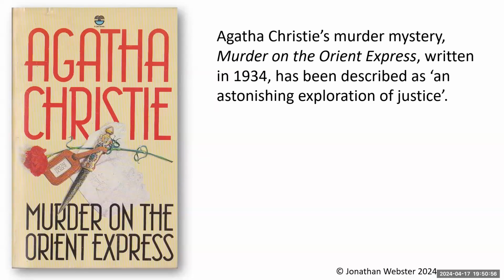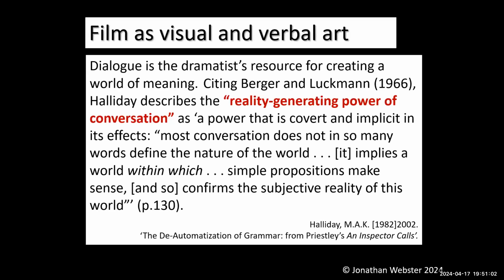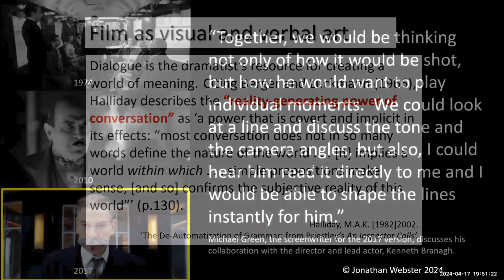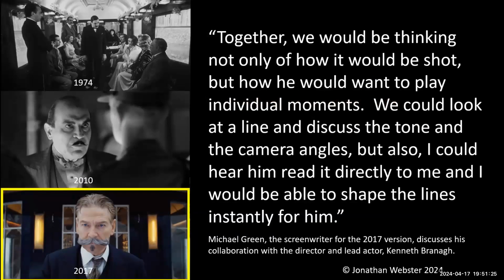Do you remember that we looked at Murder on the Orient Express? And when we looked at it, we were interested in the conversation that took place. The director and the scriptwriter were very mindful of what they were doing in creating the text that goes with this. Michael Green, the screenwriter, wrote this. He says, "Together we would be thinking not only of how it would be shot, but how he would want to play individual moments. We could look at a line, discuss the tone, the camera angles, but also I could hear him read it directly to me, and I would be able to shape the lines instantly for him." Shaping the text, it is creating the text.